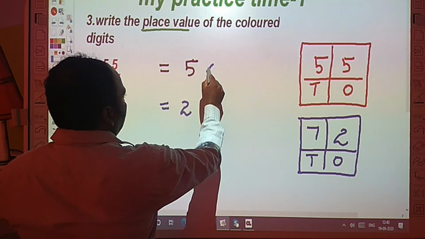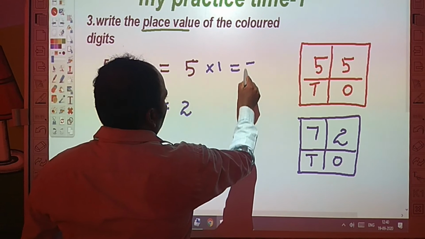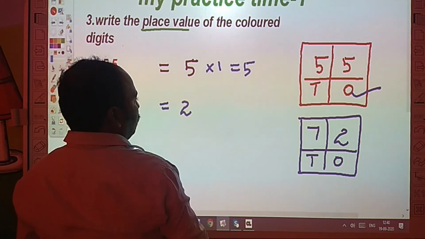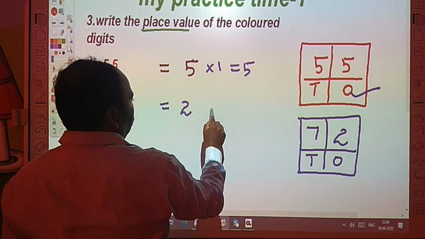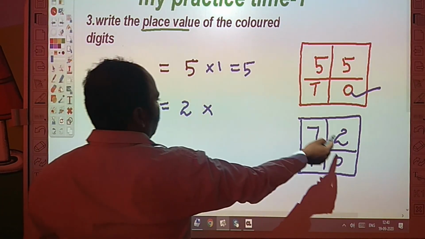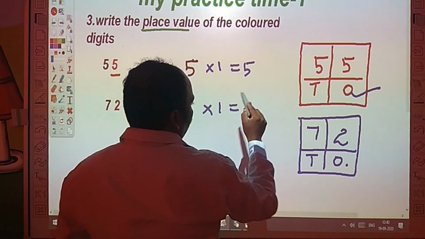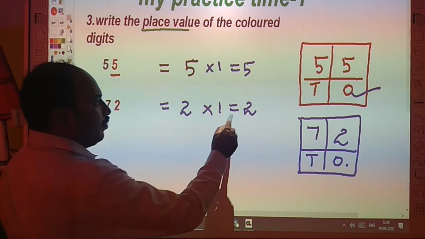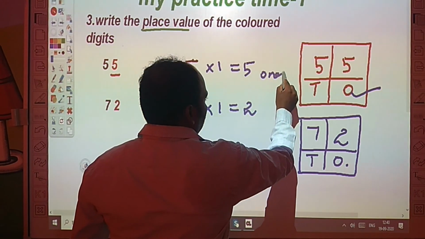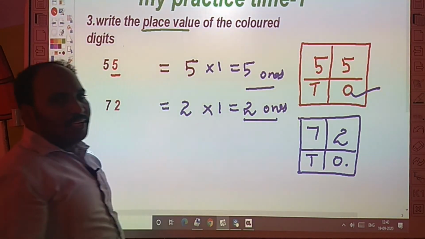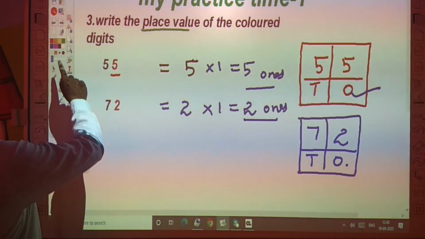5 into 1 is equal to 5, because 5 ones. The next one, place value of 2: 2 into 1's place, so 2 into 1 is equal to 2. That means here 5 ones, here 2 ones.